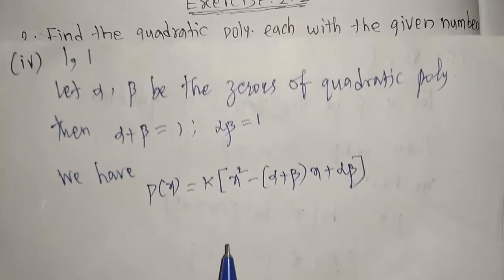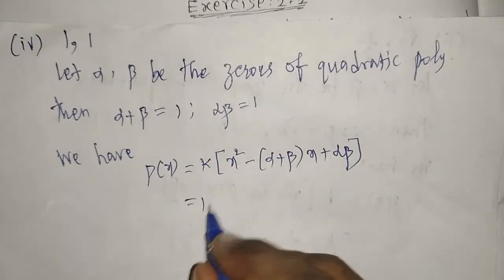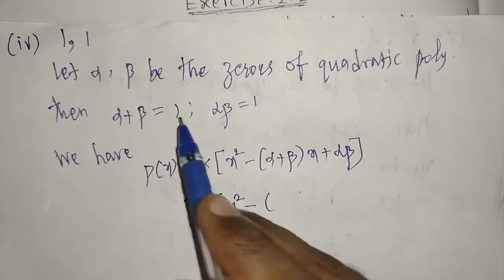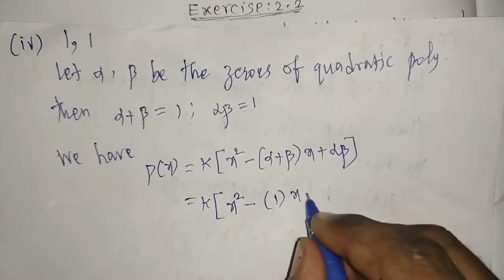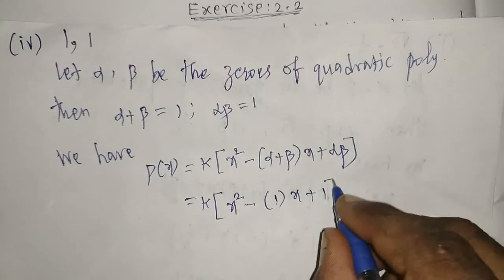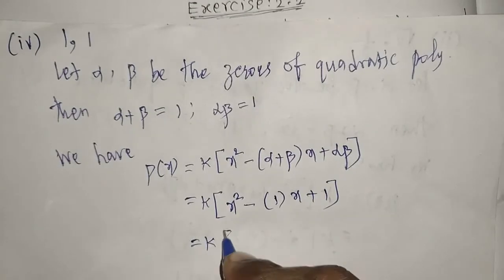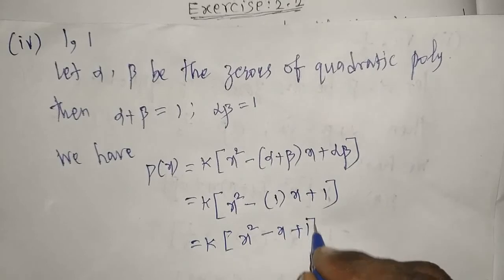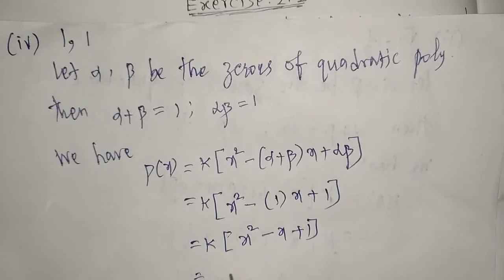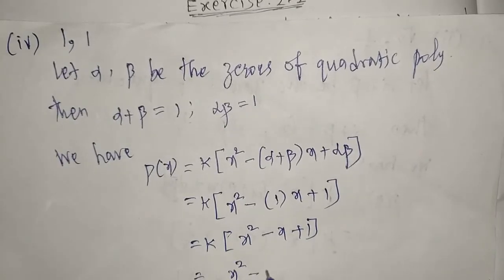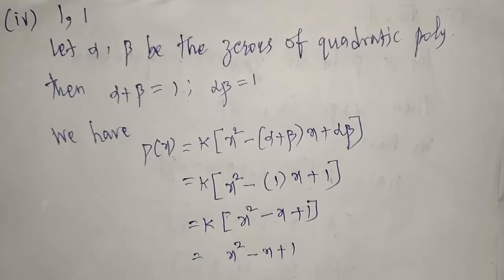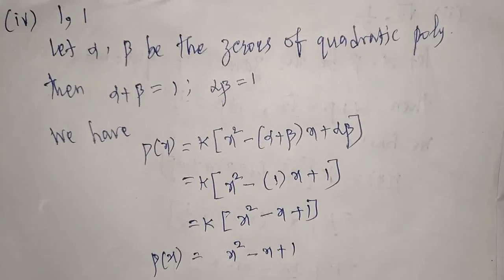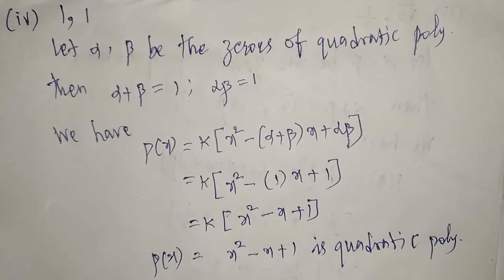Okay, now k into x square minus alpha plus beta, which is 1, so 1 into x, plus alpha into beta, which is 1. So k into x square minus 1 into x, x plus 1. The constant we leave, so the remaining you can write: x square minus x plus 1, and this side we have p of x. So this is our required quadratic polynomial. Okay, that's it. We'll go to the next question.